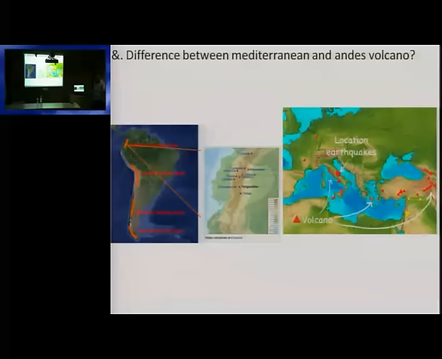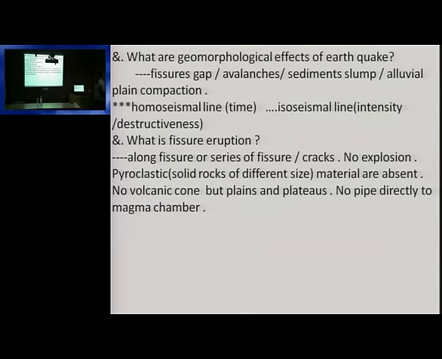What are fissure gaps? These are geomorphological. See, in geography, the terms are very important. The effects of earthquakes are many. But when it is specifically asked what are the geomorphological effects of the earthquake, it is very important to write these terms. Without writing these terms and trying to write something else, you won't fetch any marks in geography, because in geography, geographical terms are demanded.